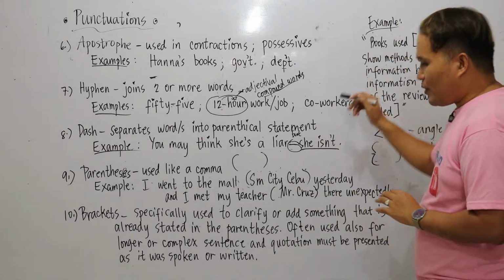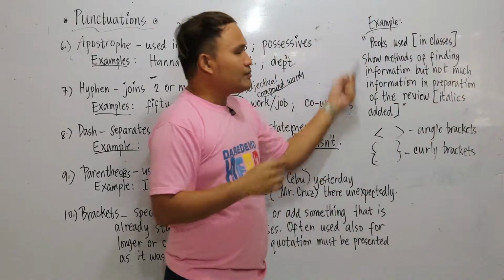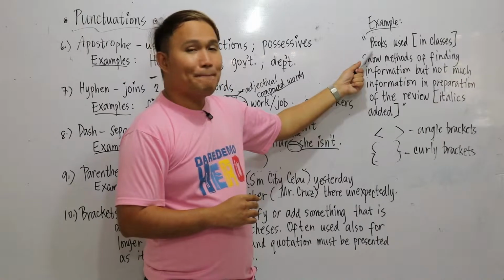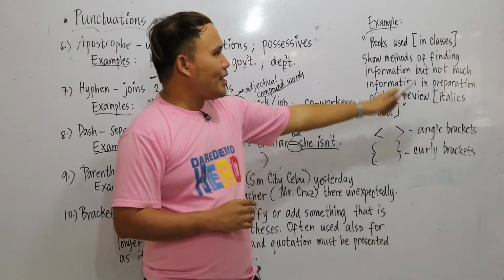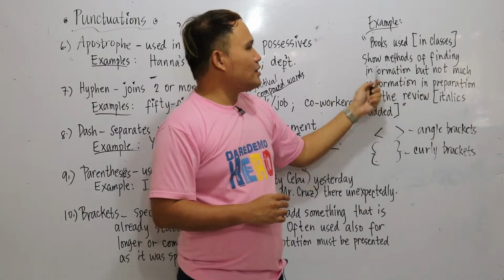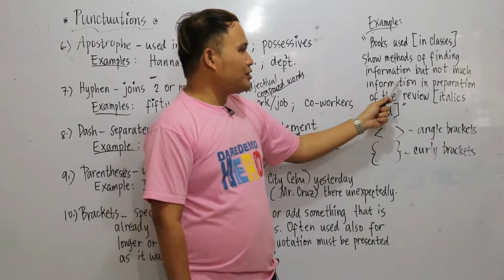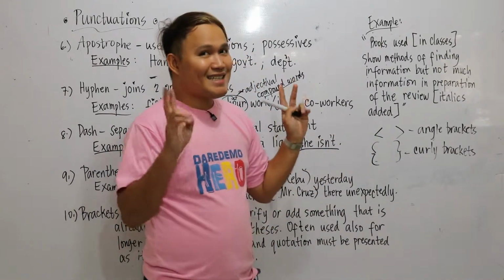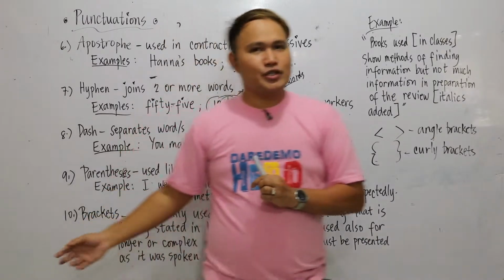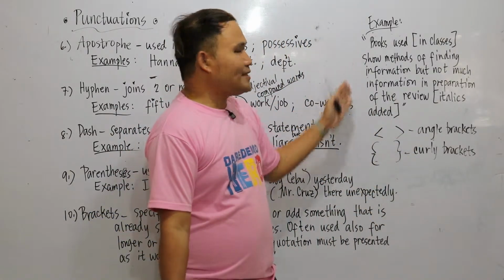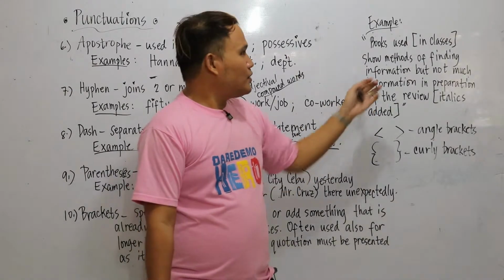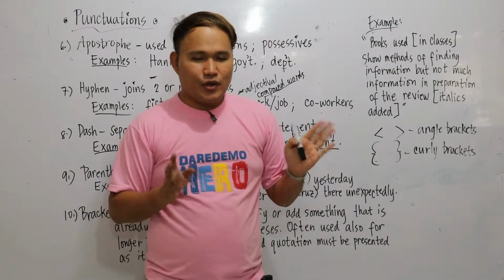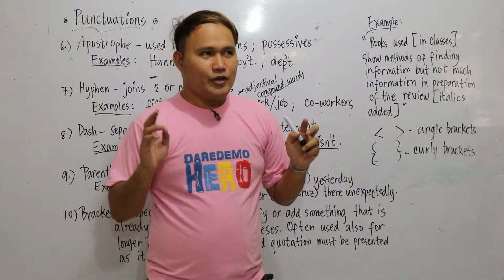Now, I have written here on the board. Let's try to study. Okay, so let's read. Books used in classes show methods of finding information, but not much information in preparation of the review. Italics added. Okay, so based on the definition of brackets, a quotation should be presented as it was written or spoken. So I have here a quotation mark. So when you write something and you are going to use brackets, you have to make sure that the quotation is presented.